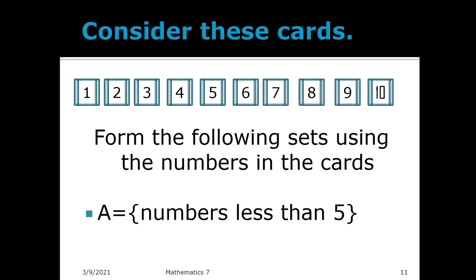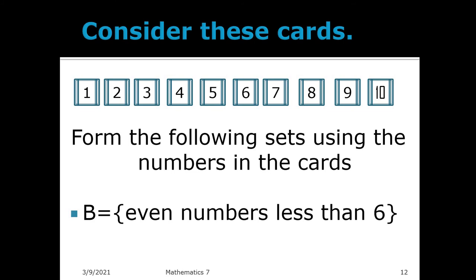So we have these cards. Form the following sets using the number cards. Numbers less than 5. So we can have 1, 2, 3, 4. Do we include 5? No, because it states less than. 5 is not less than itself. So that's set A. We have 1, 2, 3, and 4.